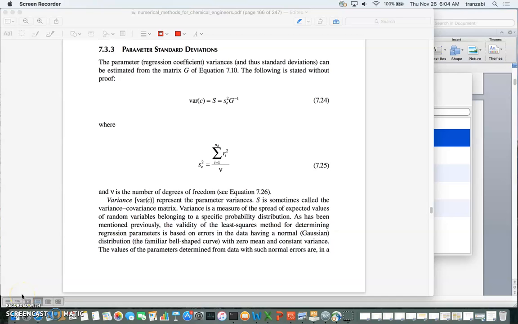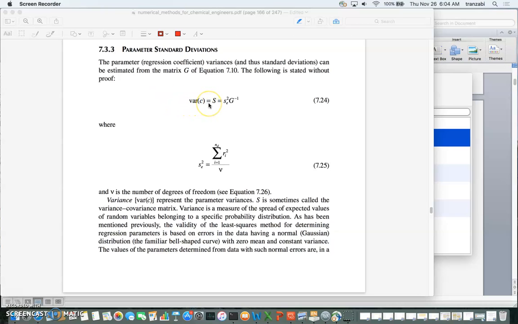All right, so this is part 2 of looking at the metrics to measure how good the fit is. In the last video, part 1, we talked about correlation coefficient and residual plots. In this video, we're going to be looking at more metrics. So the first one is going to be standard deviation.